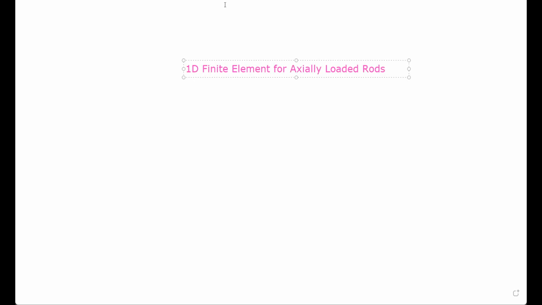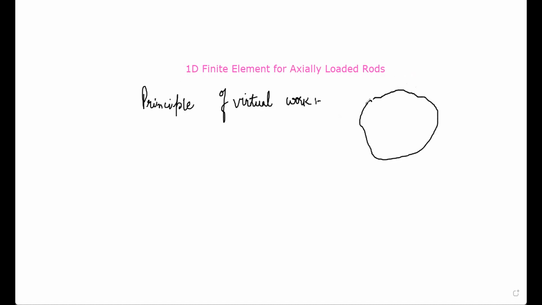Before we understand the concepts of finite element methods, let's revisit a very important principle that we have to use in fact in every topic. I'm talking about the principle of virtual work that we have to use very often. The principle of virtual work.